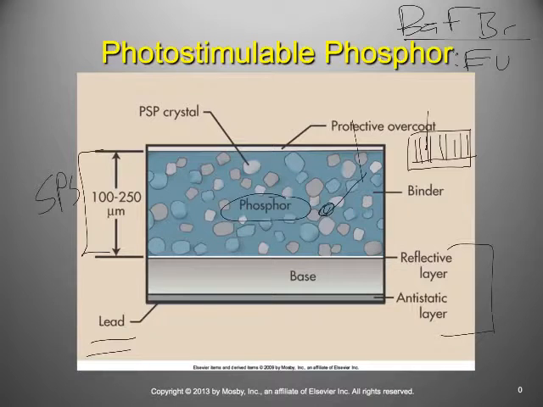Also below that, there's a reflective layer and an anti-static layer. The anti-static layer is there because we're going to have to slip this PSP out of the cassette in order to read it. And in the course of slipping the PSP out of the cassette, we don't want to produce static, because static would produce an artifact on our image. Okay?